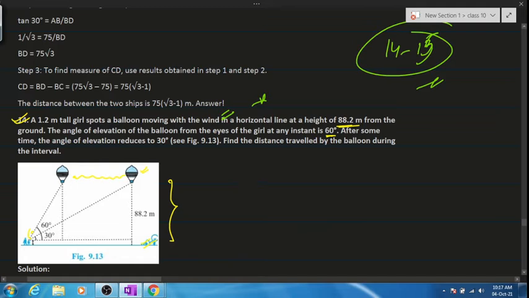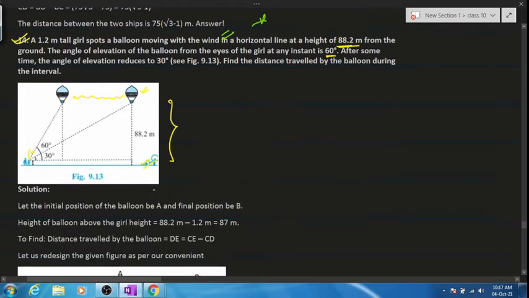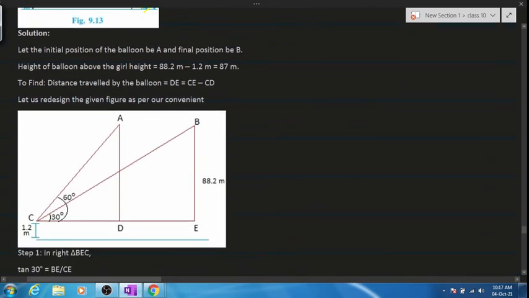Now we'll have to assume this triangle. Let's say we have drawn a simplified figure out here. This triangle CAD and CBE. Clear?